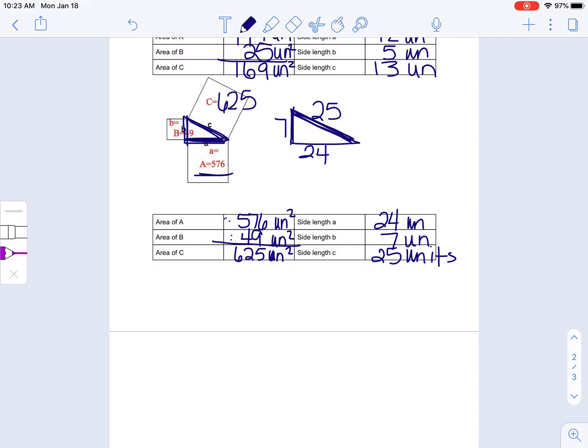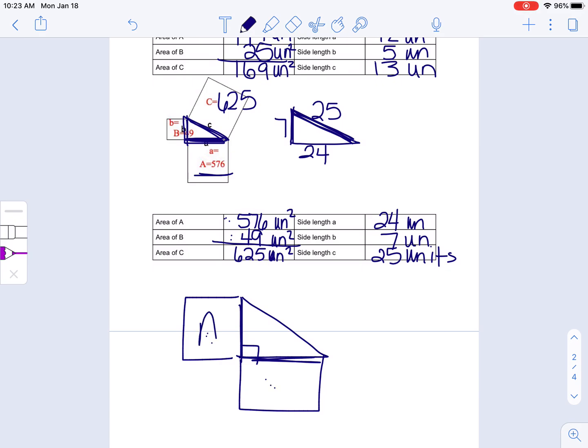So in summary, when you have a right triangle, the 2 smaller areas, this square and this square, on the sides that form the right angle, right here and here, these 2 areas, I'll call them A and B, are always going to add up to the area of square C, which is always going to be the largest square. This side right here is the longest side. And these 2 sides that form the right angle are the shorter sides.